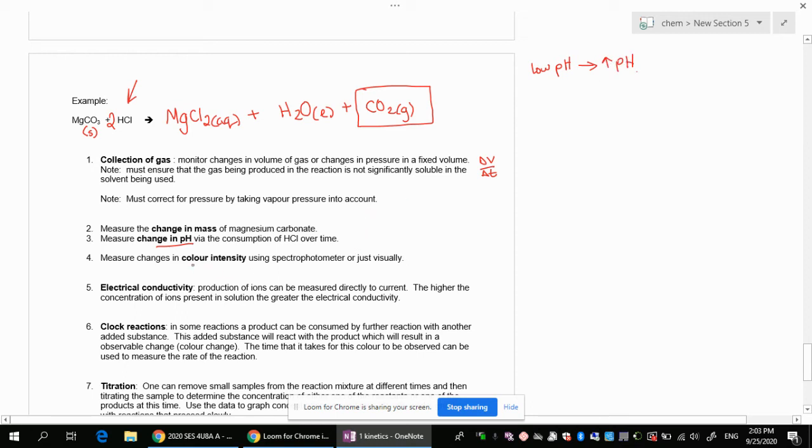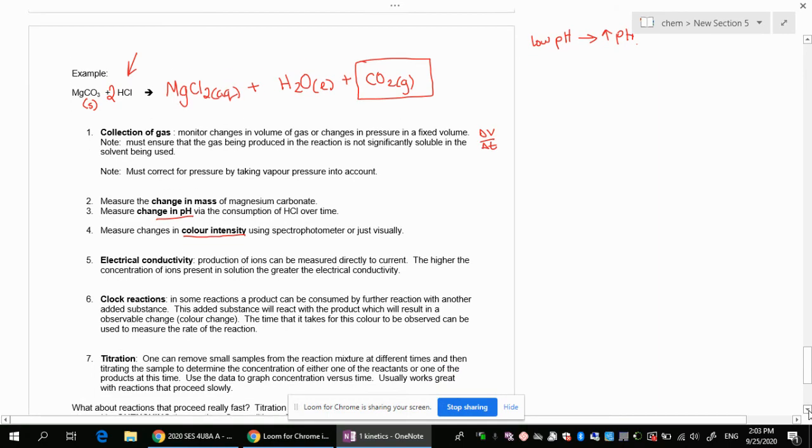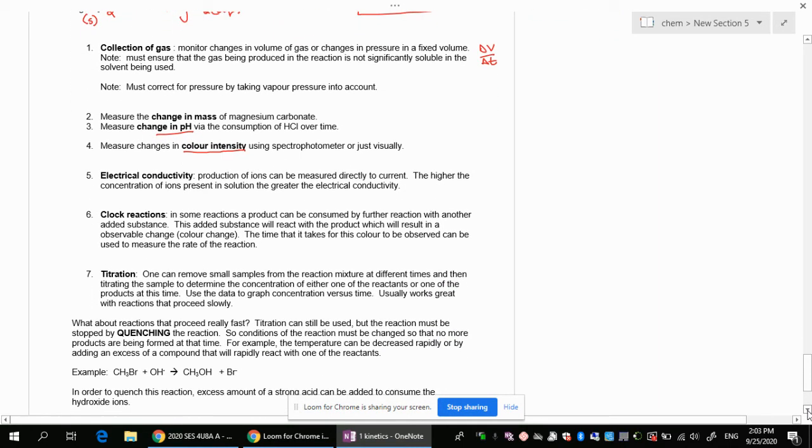If there was a color change involved, then you could look at color intensity. In this case, there is no color change, but if there was, you could use the color change as a visual way of determining the rate of reaction.